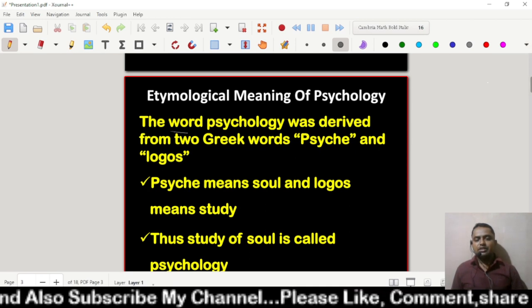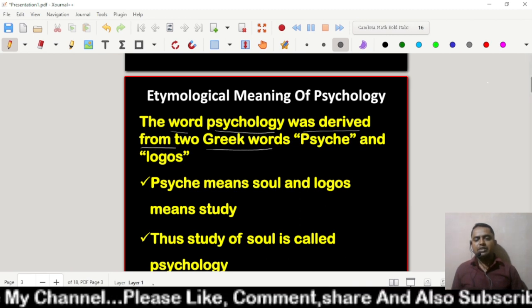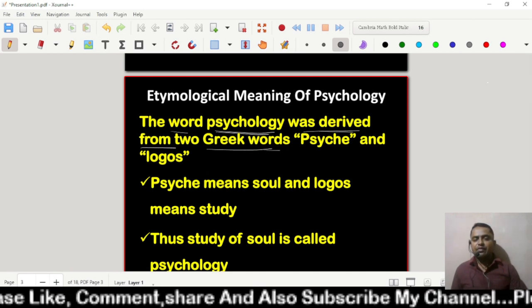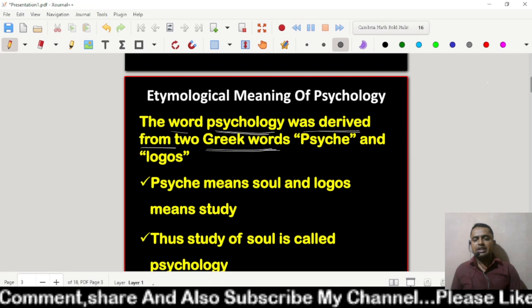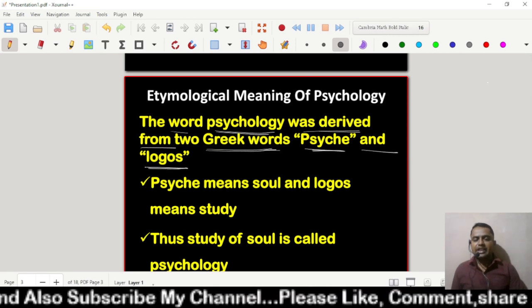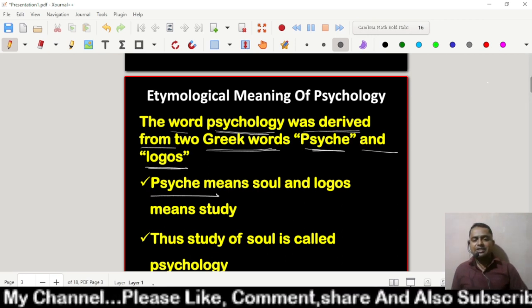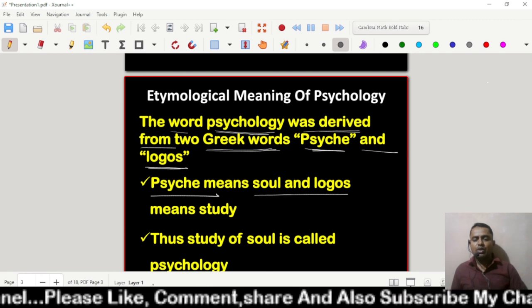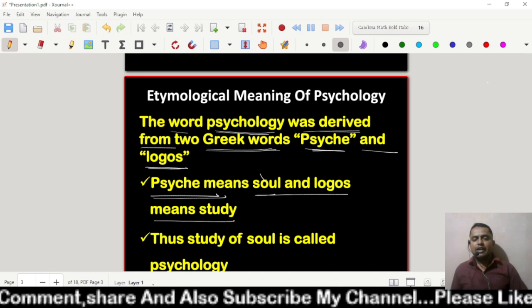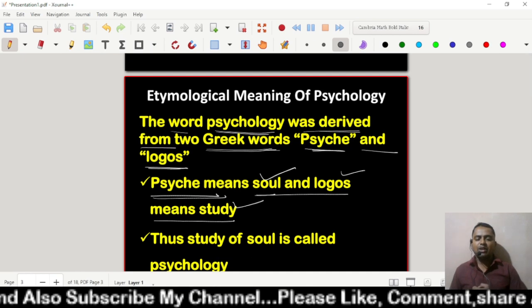The word psychology was derived from two Greek words. Observe carefully: psyche is the first word and logos is the second word. Psyche means soul and logos means study. Thus, the study of soul is called psychology.